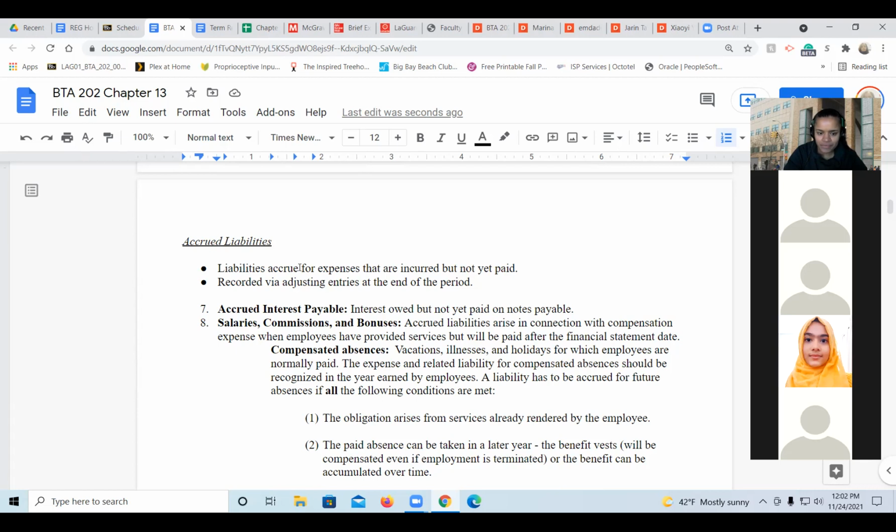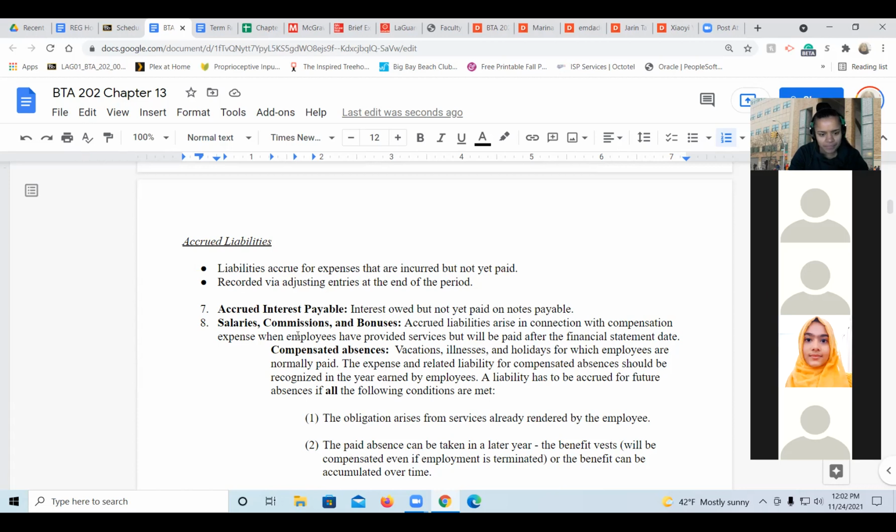And it's normally done via adjusting journal entries. We've just done two adjusting entries for interest, right? So interest payable is an accrued liability, and that interest is owed, but it hasn't yet been paid. So we record it as a liability at the end of the period. Those were the journal entries we just did.